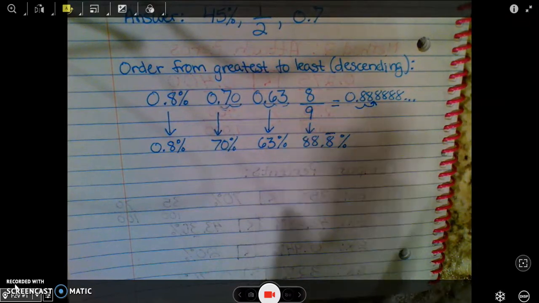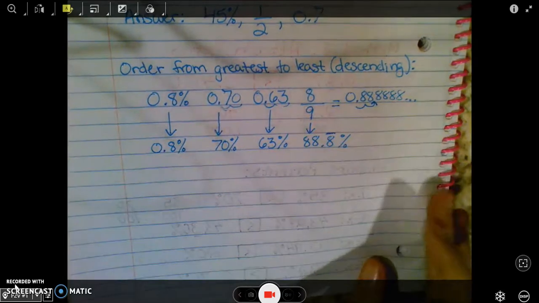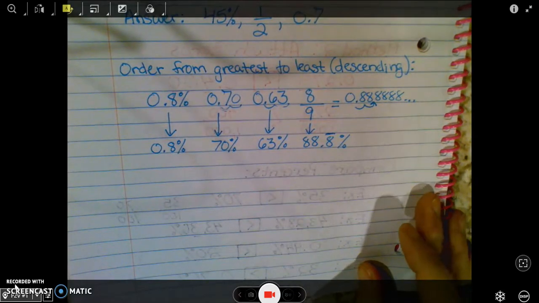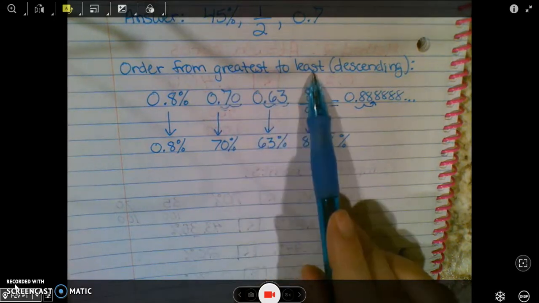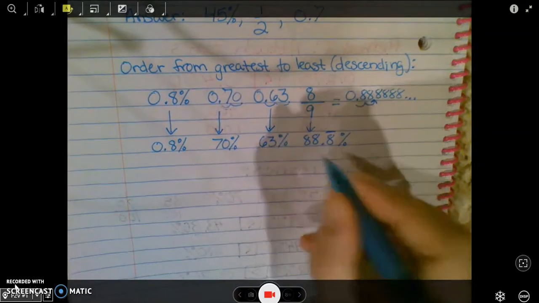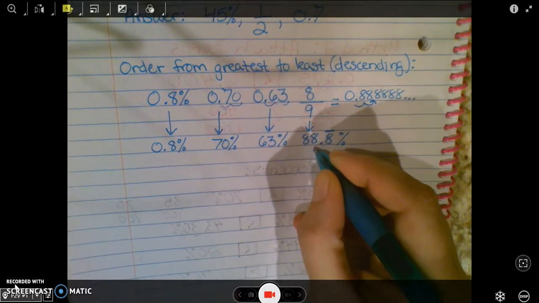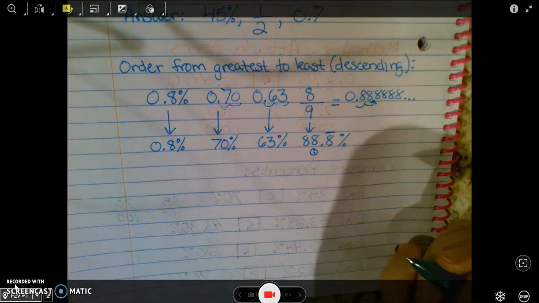So now I need to number them. That way I make sure I have my order figured out before I try and write everything back in its original form. Don't forget, this time I'm going from greatest to least. So I'm starting with the biggest value. So this is probably the most obvious at this point. My biggest value is going to be that 88.8% that is repeating. So that's going to be the first one I list.